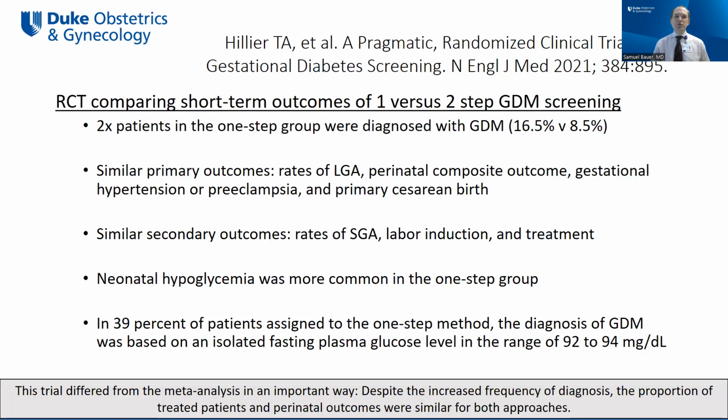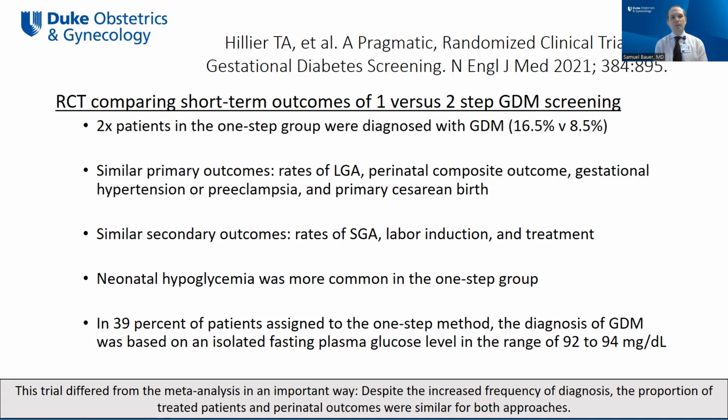This is compared to an RCT that compared short-term outcomes of 1 versus 2-step screening for gestational diabetes, published in the New England Journal last year. This looked at nearly 24,000 patients, and the findings are here on the screen. There were twice as many patients in the one-step group diagnosed, so more diagnoses. But from an outcome perspective, they were similar.